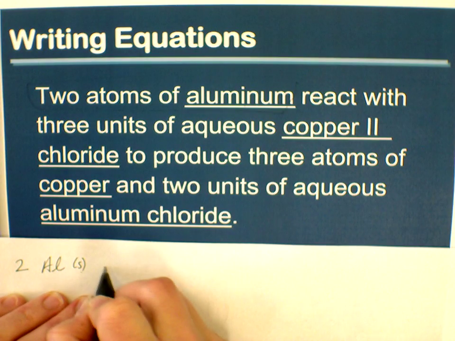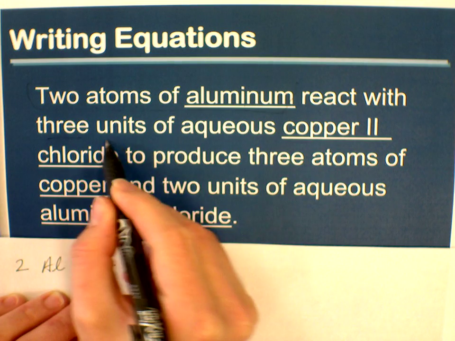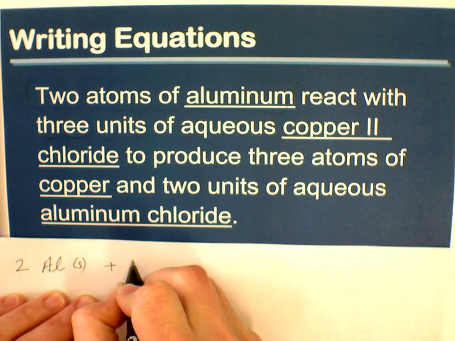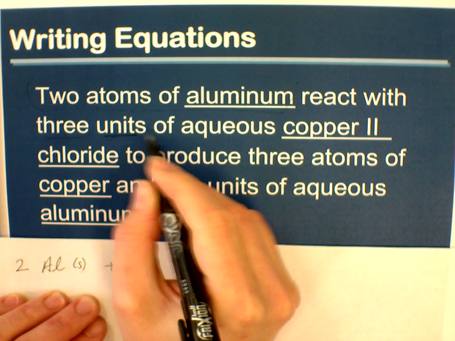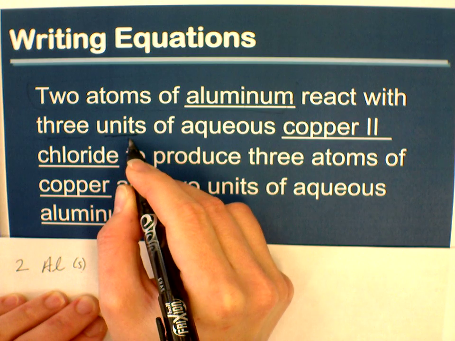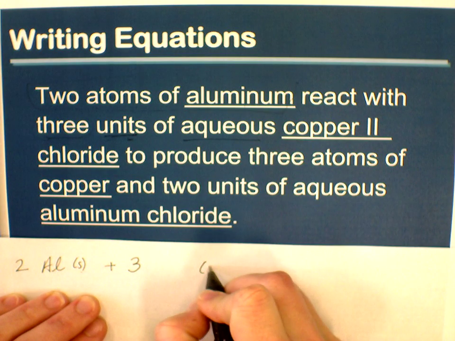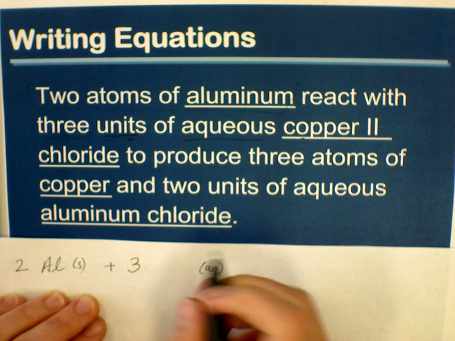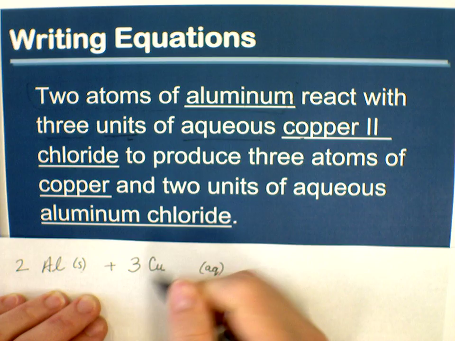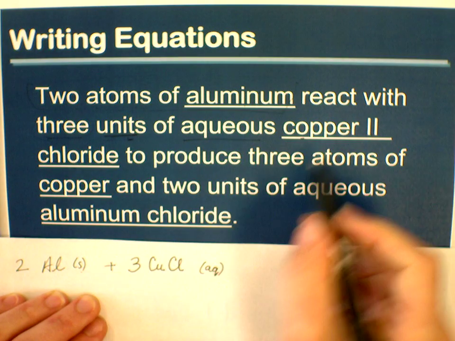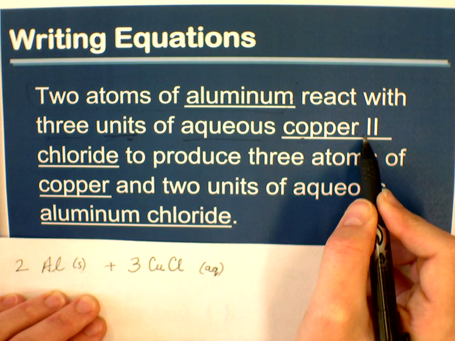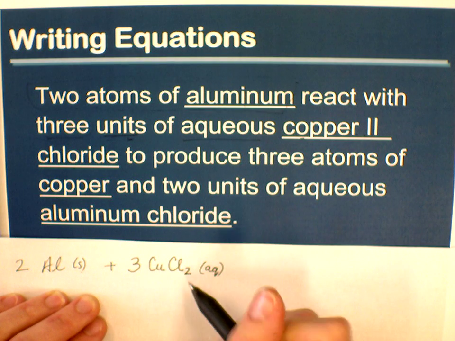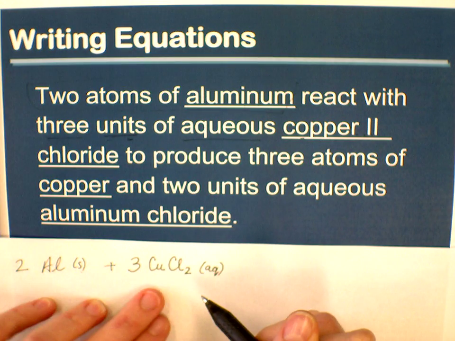It's reacting with, so that is a plus sign, 3 units of aqueous copper 2 chloride. So 3 is my coefficient. Units is that it is ionic. Aqueous, I'll put AQ after the compound. Copper 2 chloride, I need to write my formula correctly. Copper and chlorine. Since it's copper 2, that means there has to be 2 chlorines to match with the plus 2 charge of copper. Since chlorine is a -1, there's 2 of them.